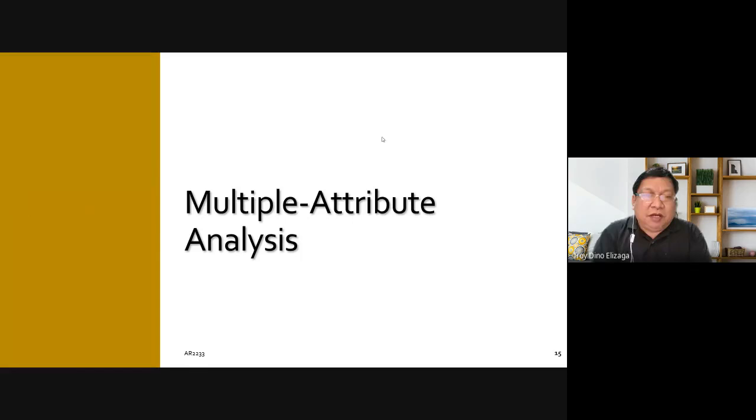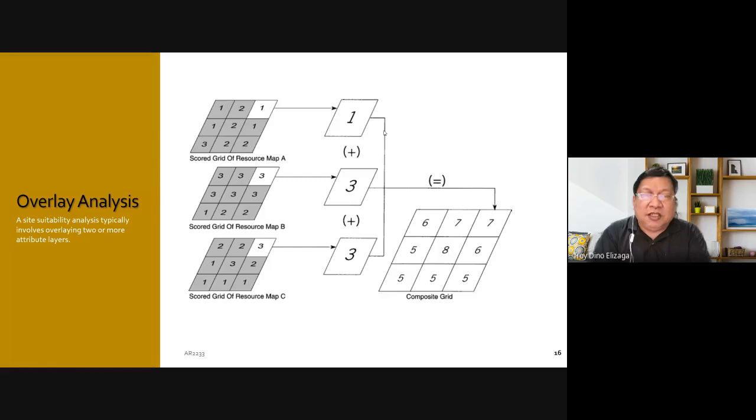So we mentioned single attribute analysis. There's also the multiple attribute analysis, which means you may have different maps, but for each map, when you make an analysis, you don't consider only one attribute, but maybe two or more. In which case, we do an overlay analysis like this one.